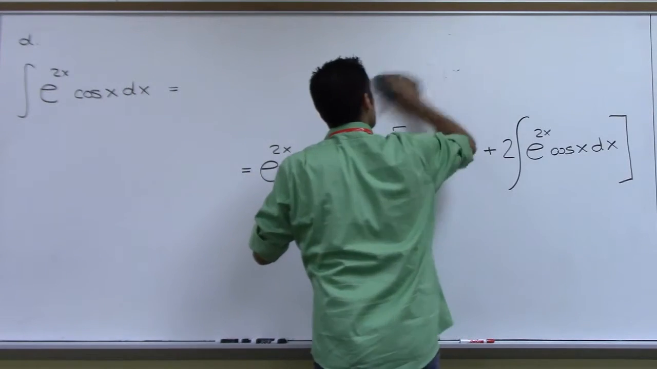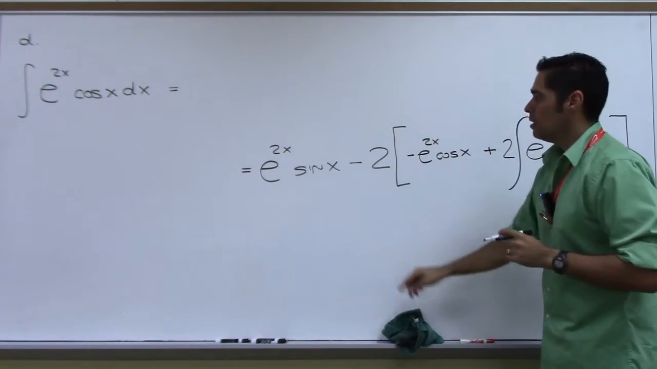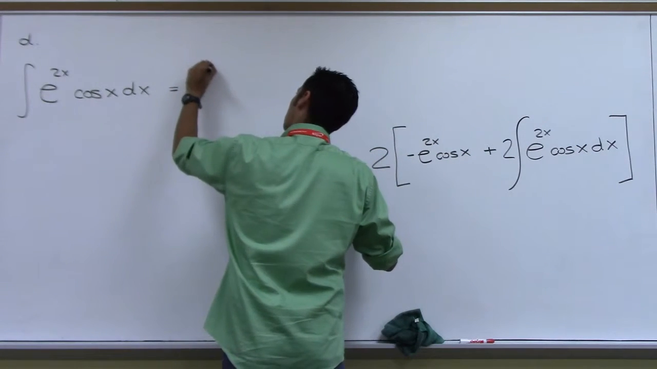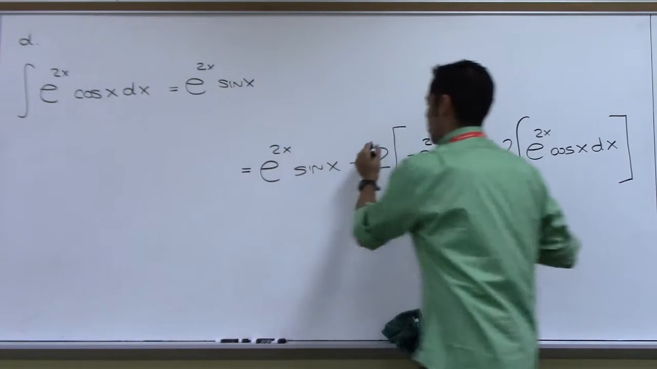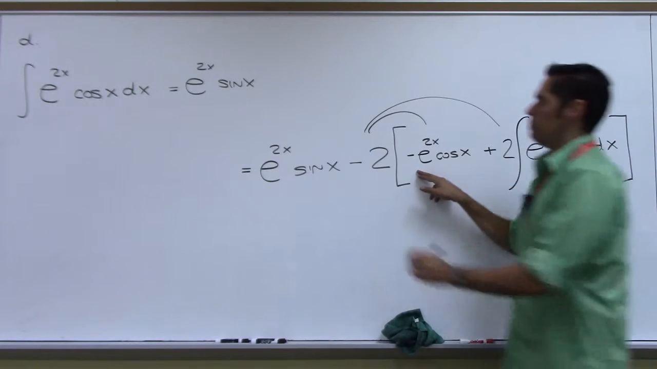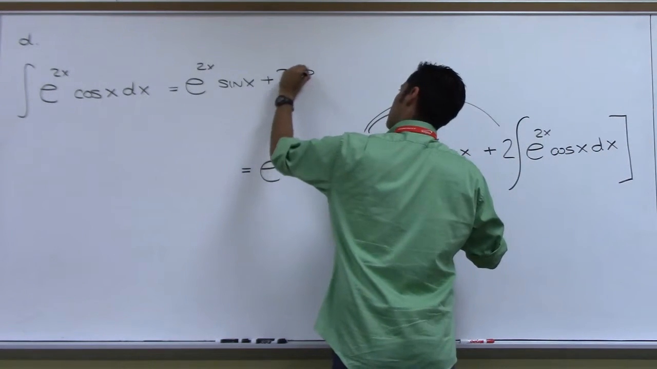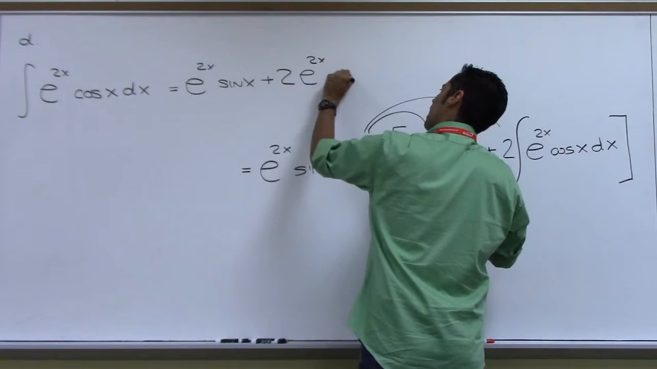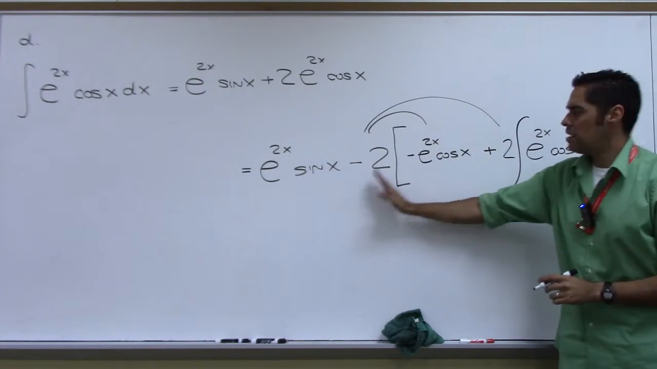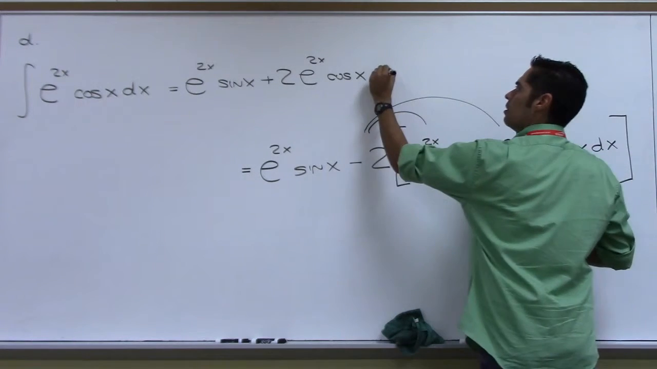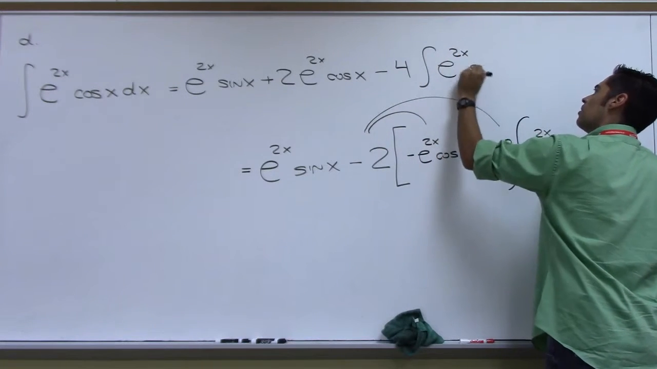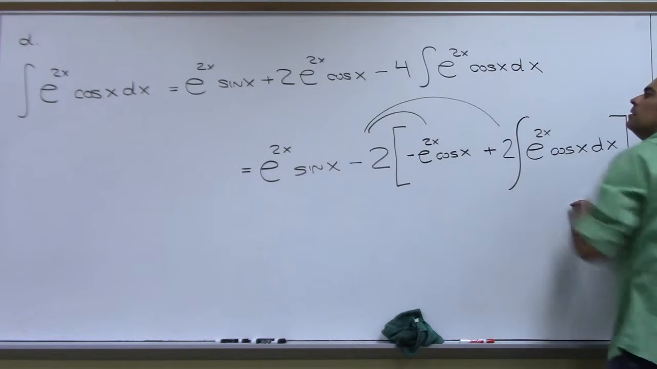And I'm going to distribute everything through to get rid of my brackets right now. So I'm going to say this part right here, e to the 2x sine x. Now distribute a negative 2 through here and through here. And what would you get here? Plus 2e to the 2x cosine x, right? That's this times this. And then what's this times this? Minus 4 integral e to the 2x cosine x dx. Yeah?